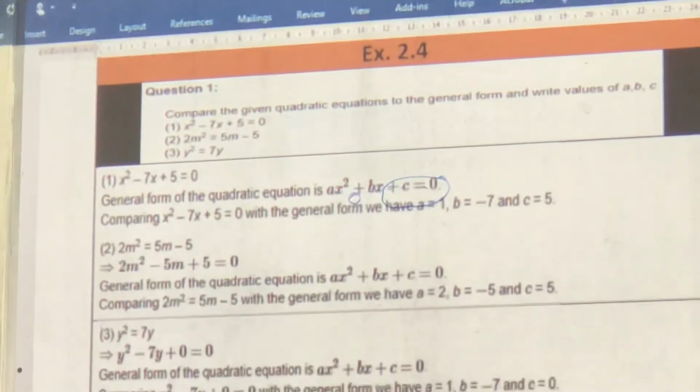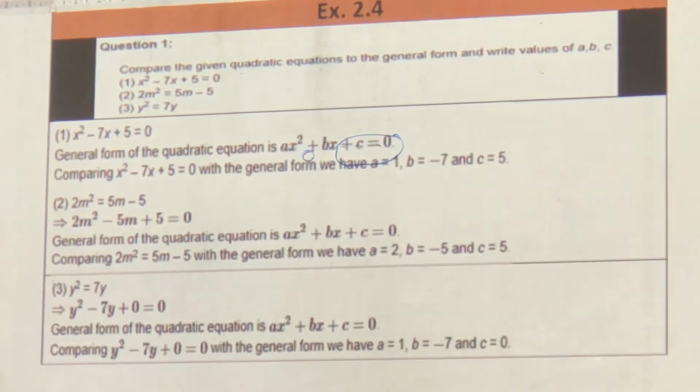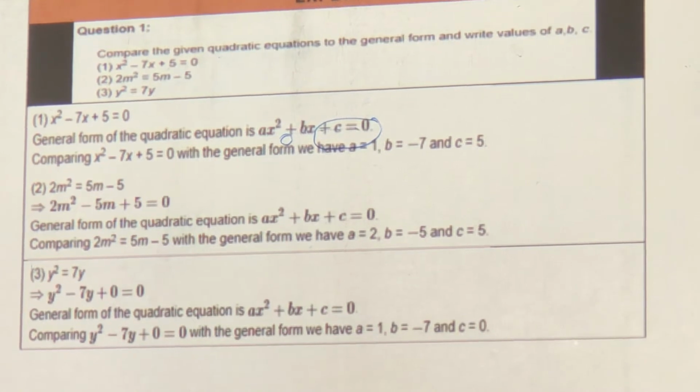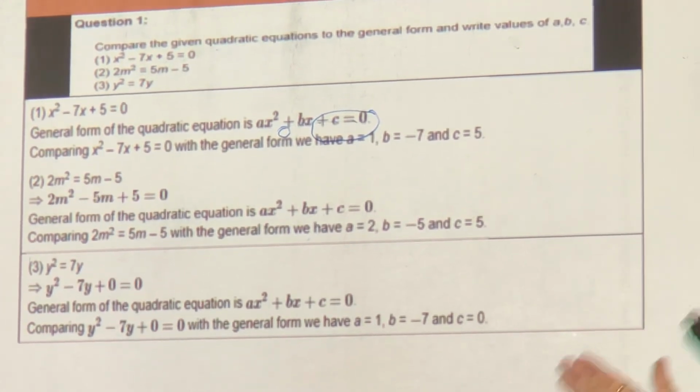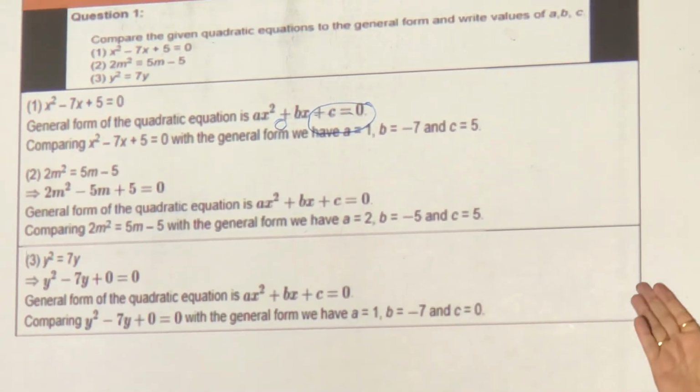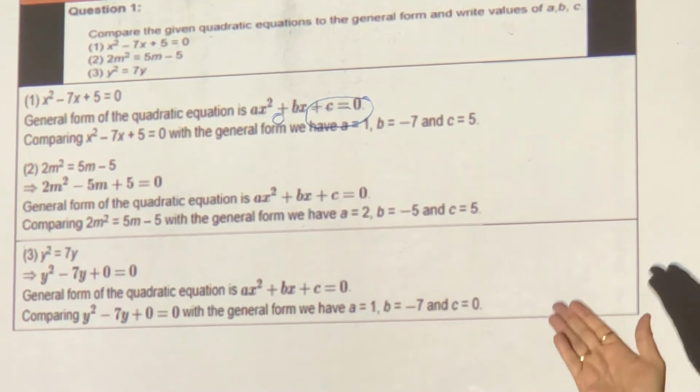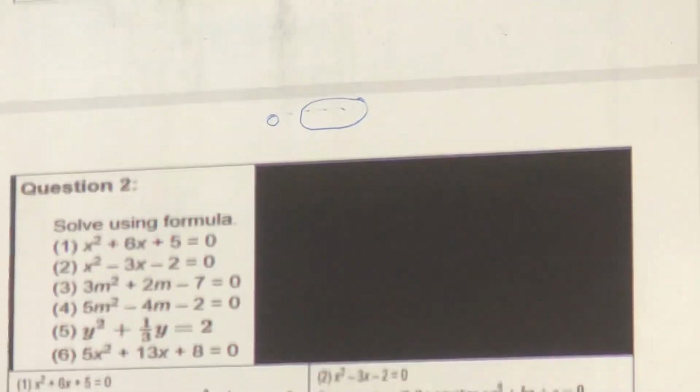First, write the values of a, b, c. We are not doing time pass. We have already done this. Make the three terms ax square plus bx plus c equal to 0. Then a, b, c you can find out. My friends, please practice this. We have already done this method.